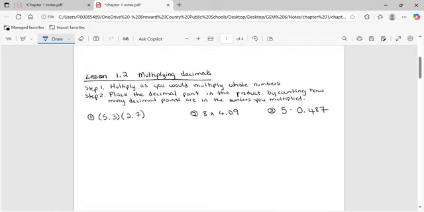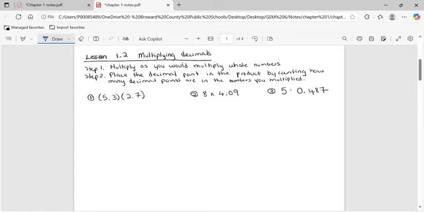To multiply decimals, this is lesson 1.2. I'm going to multiply as I would my regular whole numbers, but then I'm going to make sure I am careful of that decimal point when I am done. So I have 5.3 times 2.7. I'm going to treat this like I would back in the days, just 53 times 27. I'm going to multiply 7 times 3, and I get 21. 1 and carry the 2. Then 7 times 5, which is 35, plus the 2, which gives me 37.